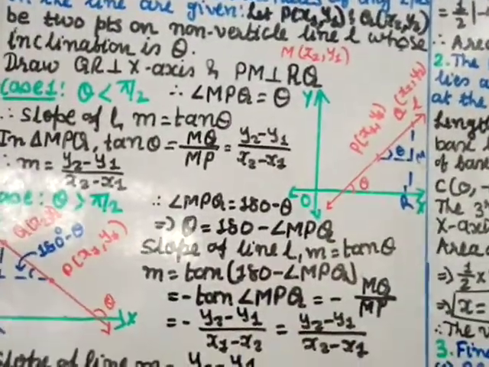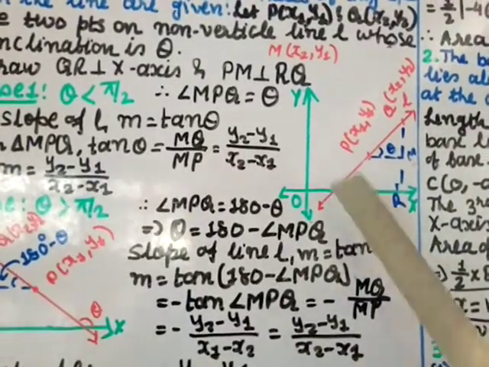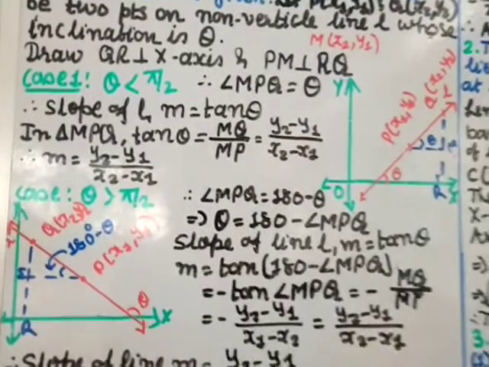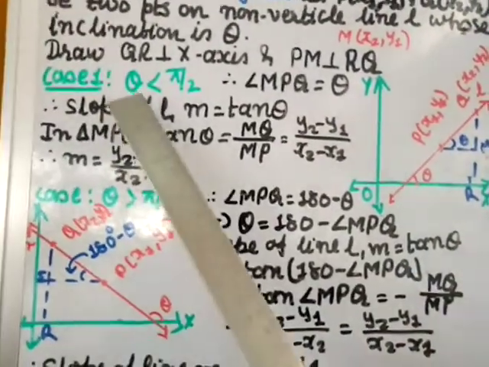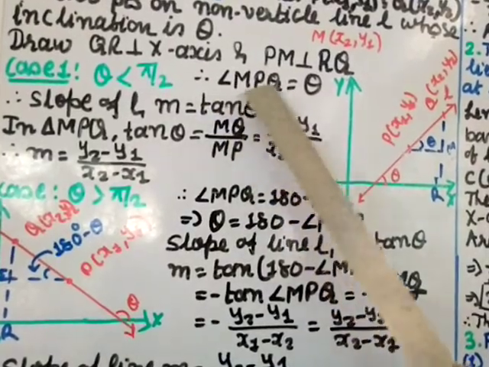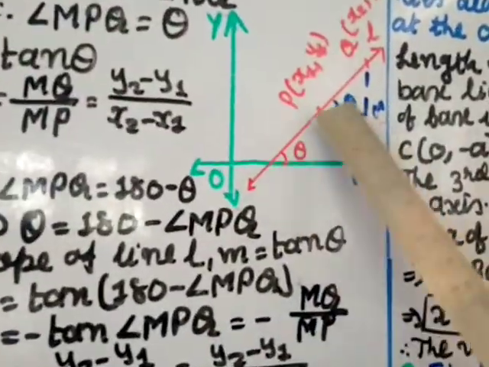Now here we have got 2 cases: when this theta is less than 90 and the theta can be greater than 90. Okay, so first case we'll discuss is theta less than 90. So theta less than pi by 2. So I call this angle, angle MPQ, is equal to theta. Okay, this is theta, this is theta.